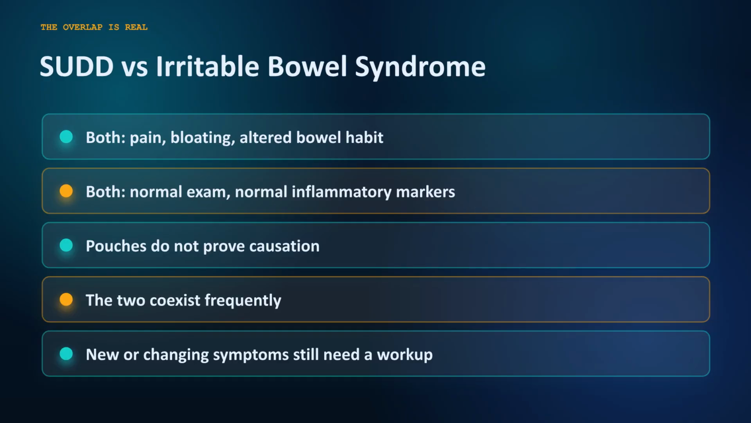Because SUDD overlaps heavily with irritable bowel syndrome. Both give you abdominal pain, bloating, and altered bowel habit. Both have a normal examination and normal inflammatory markers, and the presence of pouches does not prove they are the cause. Plenty of people have diverticulosis and irritable bowel syndrome at the very same time. In practice, the distinction is clinical and it is imperfect. So what matters most is what you must not do. Do not label ongoing pain as SUDD and then stop looking. New symptoms, changing symptoms, or any red flag still deserve a proper workup. Anchoring on the pouches you already know about is one of the ways a colon cancer gets missed.